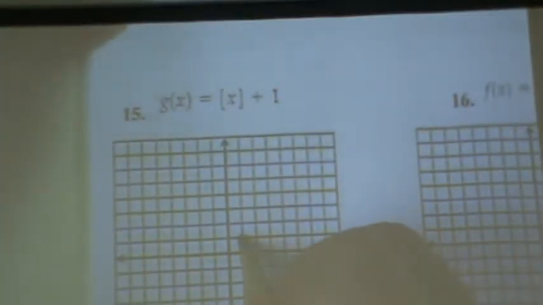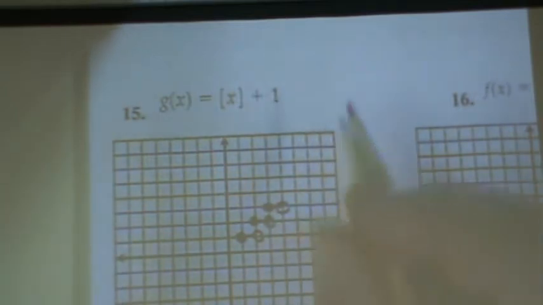The greatest integer, we did these in class. If you were to graph this, it looks like these: a closed circle and then an open circle. A closed circle here and then an open circle here. A closed circle here and an open circle here.